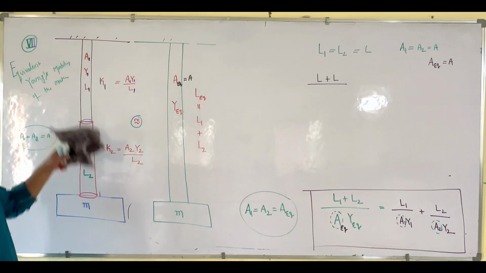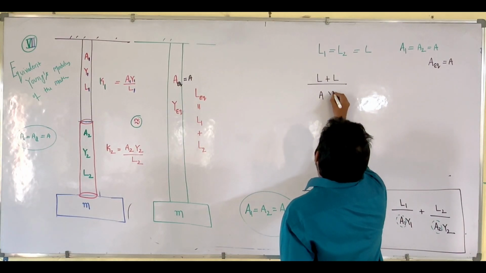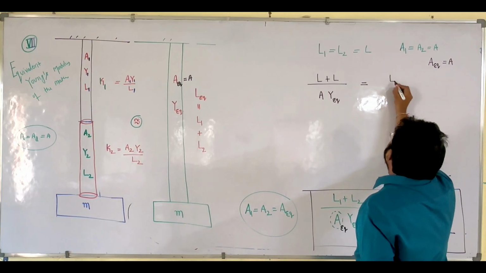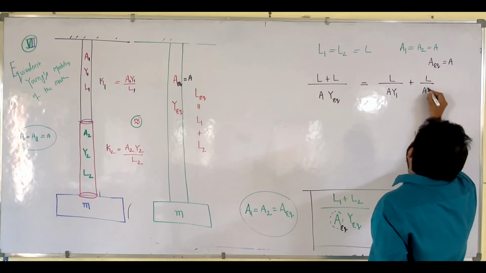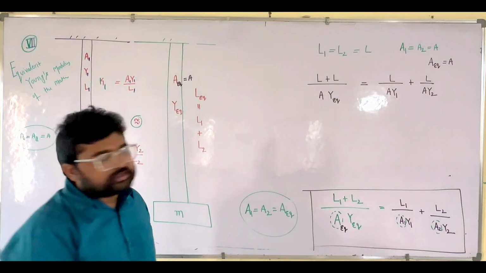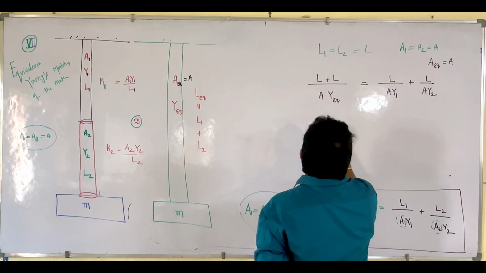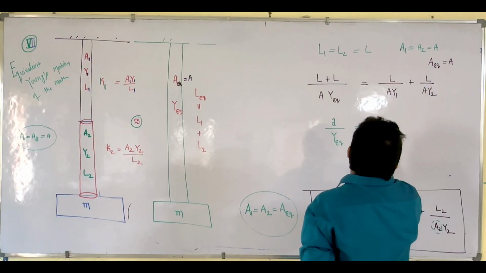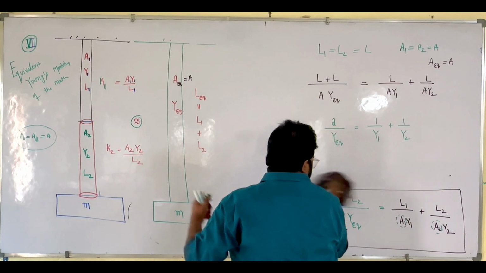Understood? We need to add L1 and L2. So then what do you get? A into Y equivalent, Y equivalent equals how much? L by AY1 plus L by AY2. Understood? Then what will you get, tell me? 2L by A Y equivalent equals L by AY1 plus L by AY2, so 2 by Y equivalent equals 1 by Y1 plus 1 by Y2.